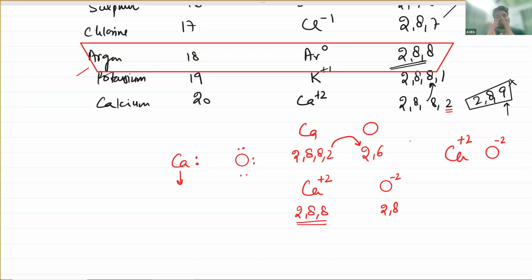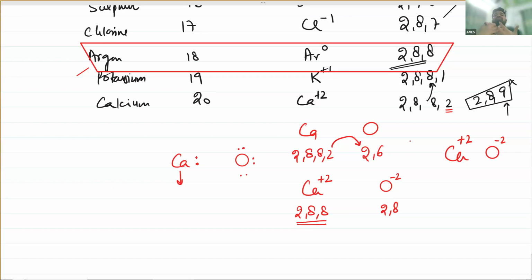The atoms are electrically neutral. Atoms don't have any charge. But when they are making bonds, when they are combining with other elements, they'll either lose electrons, gain electrons, or share electrons. Why are they gaining, losing, or sharing? Just in order to attain the stable electronic configuration of the nearest noble gas.